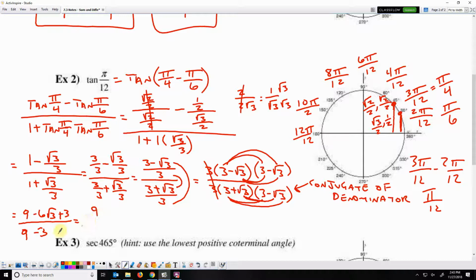So we've got 9, sorry, I need to combine my like terms here. 9 plus 3 is 12, minus 6 root 3, and 9 minus 3 is 6. 6 goes into all three terms, 2 times, 1 time, and 1 time. So we've got 2 minus root 3 as our final answer.